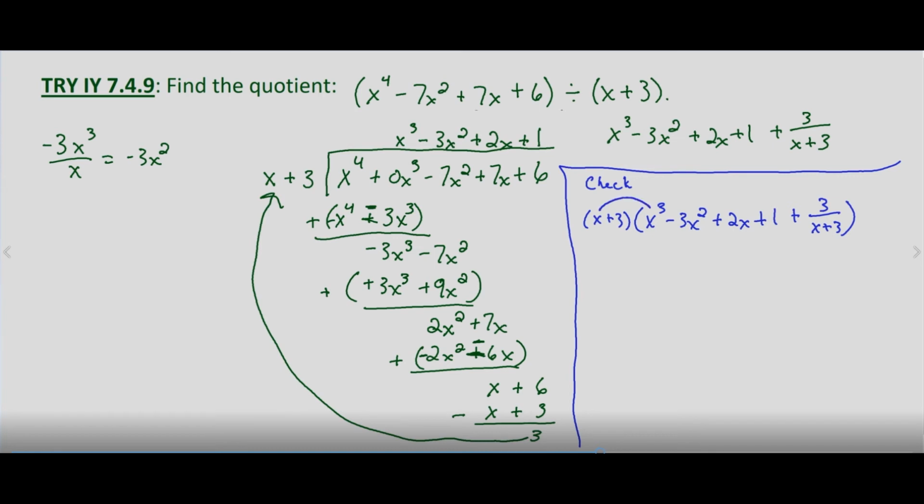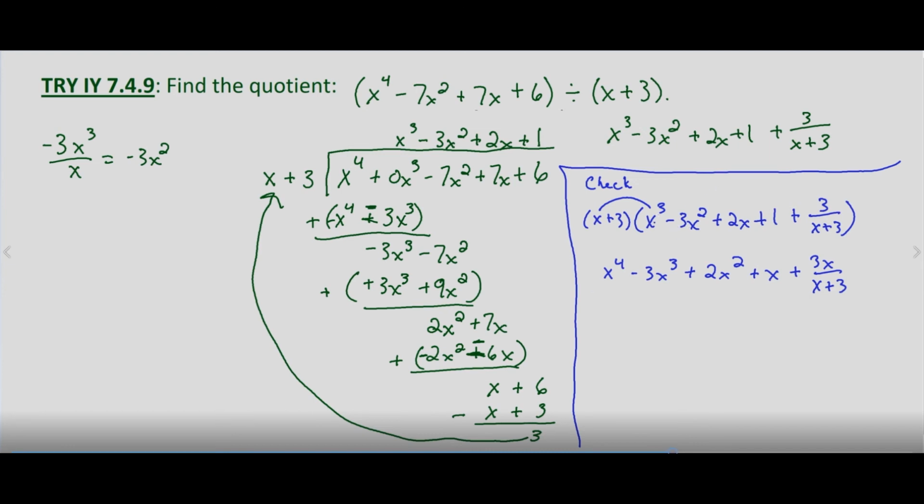So let's distribute the x. x times x cubed is x to the fourth. And then x times negative 3x squared is negative 3x cubed. Then x times 2x is plus 2x squared. x times 1 is x. And then x times 3 over x plus 3 is 3x over x plus 3. Now I'm going to write what I'm distributing the 3 with underneath what I just found and add like terms.